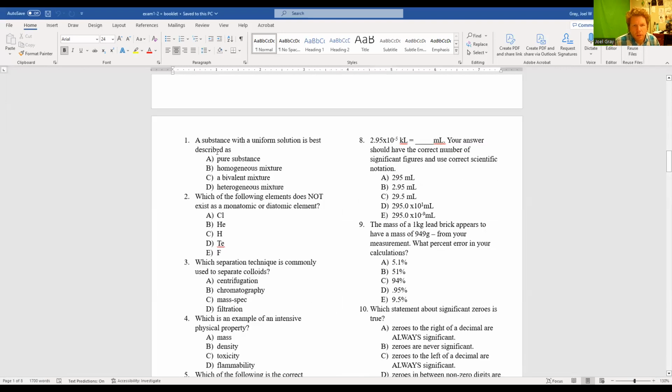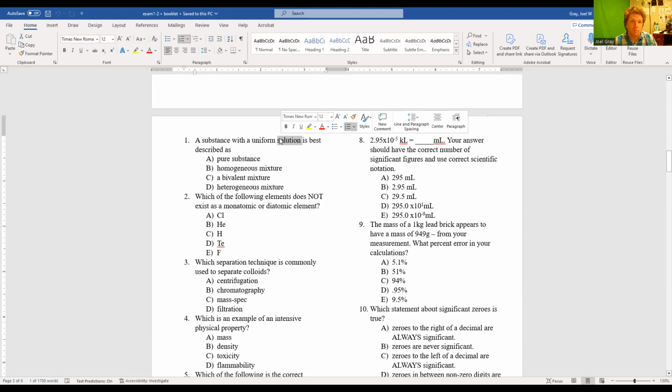So the first question reads, a substance with a uniform solution is best described as A, pure substance, B, a homogeneous mixture, C, a bivalent mixture, or D, a heterogeneous mixture. Now, this word solution right here should indicate that we're talking about a mixture. We've got multiple things in there. And so that's going to dismiss pure substance as a good answer option. So then when you see solution, you should go through a thought process of, okay, I'm thinking solution, now I'm thinking of a mixture.